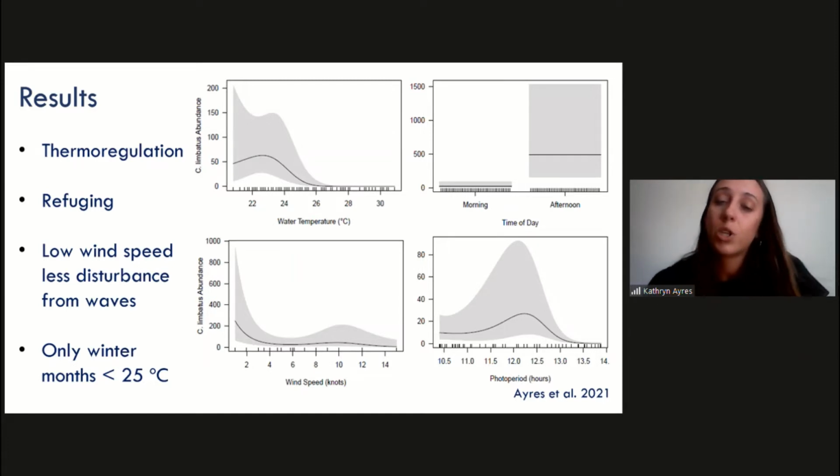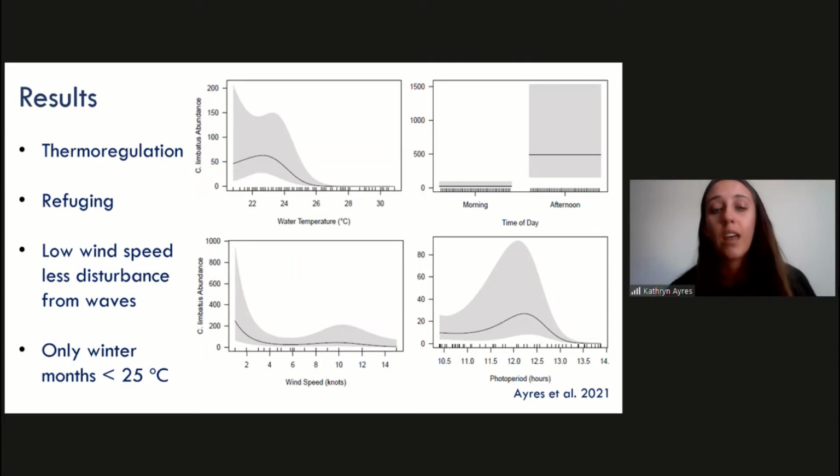We also found that sharks were absent from the shore when water temperature was higher than 25 degrees. And we also found that wind speed was a predictor of shark abundance. So we flew the drone up to 15 knots. Any higher than that, we decided it wasn't a good idea because there was too much water movement that could mask any sharks present.